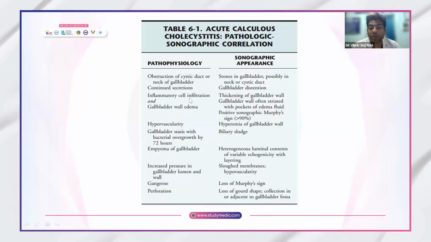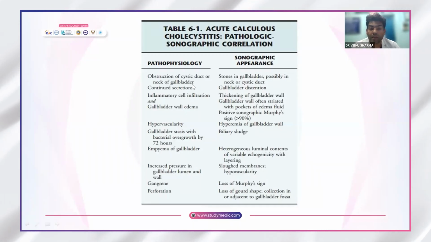So whenever there is an obstruction in the cystic duct or the neck of gallbladder, you should suspect stones, and sonographically you can see the stones in the gallbladder or in the neck region. Then there can be inflammatory changes, there can be GB wall edema, there can be hypervascularity. Then there can be bacterial overgrowth within the gallbladder, empyema, increased pressure in the GB lumen, gangrene, perforation.